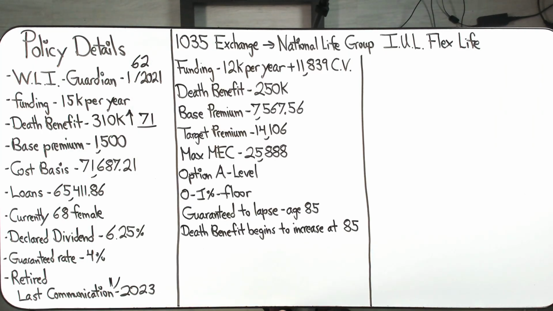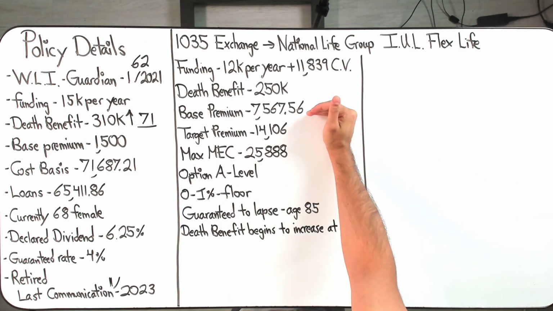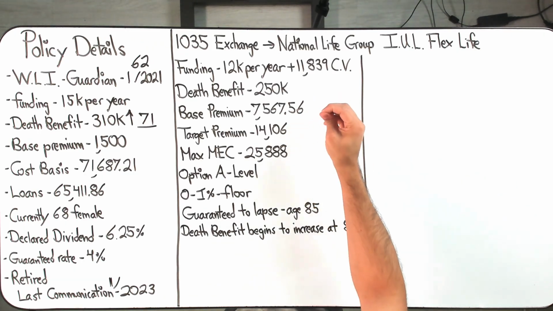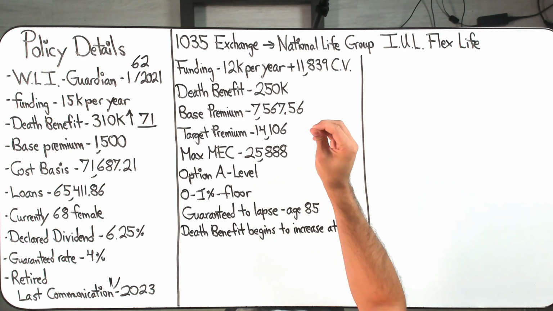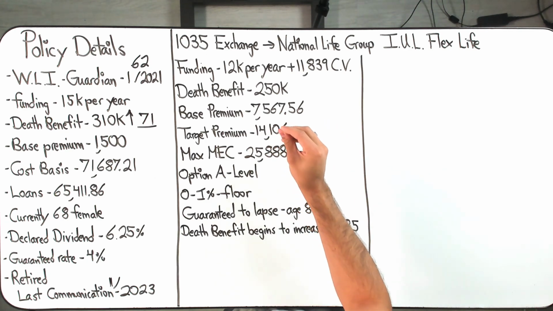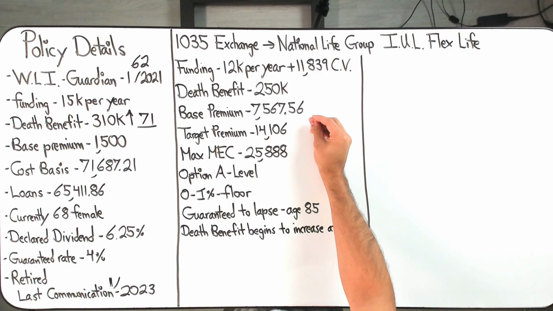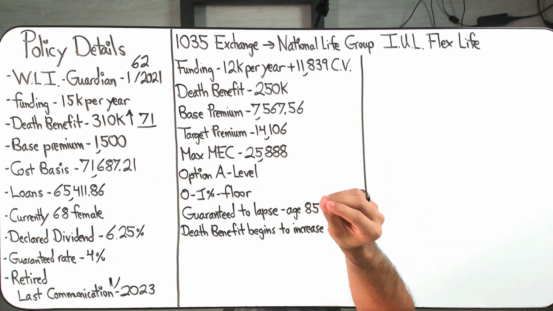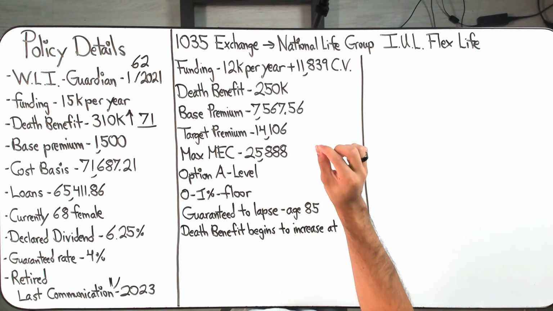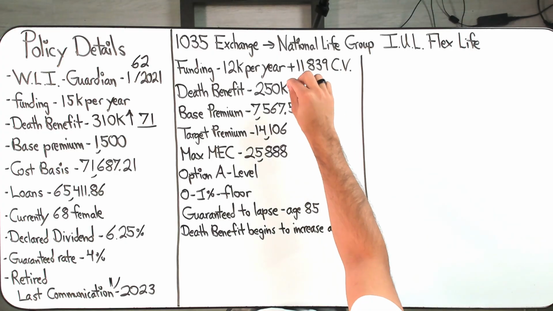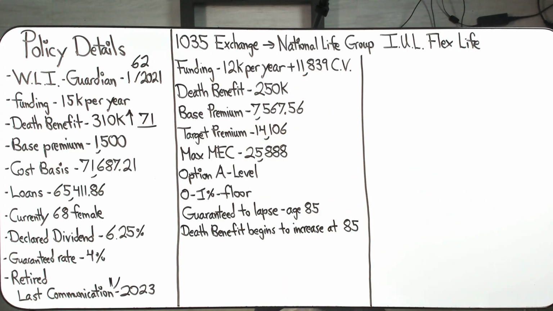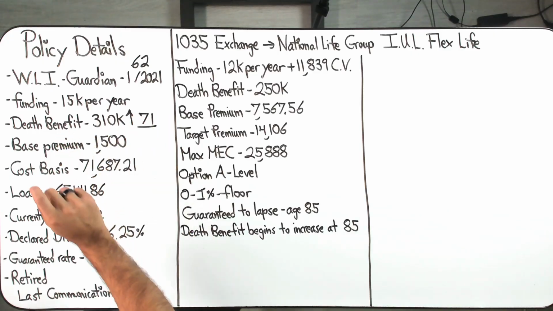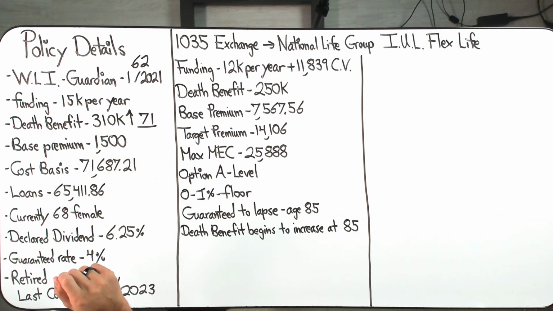We're probably splitting hairs if something happened to her today. Now, let's say nothing happens, she's healthy, she does this 1035 exchange. Let's keep going. Let's look at the rest of the details here. We have a base premium required expense of $7,567.56, which is the required minimum premium to protect that $250,000 death benefit versus my $1,500.